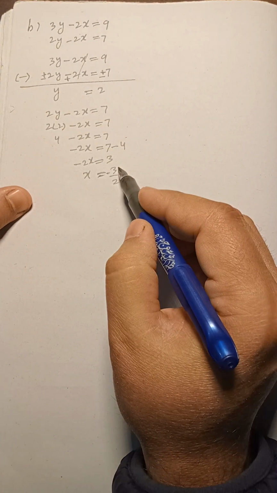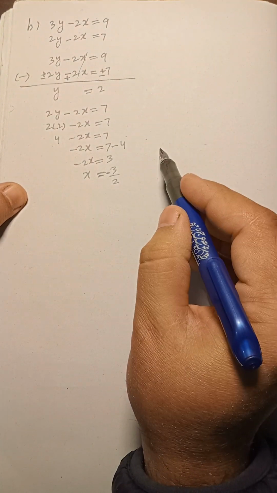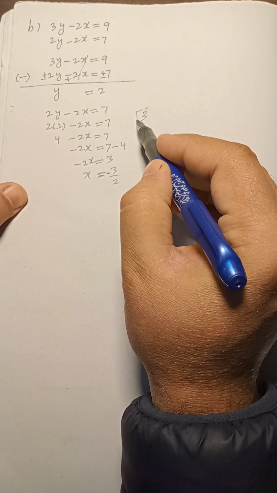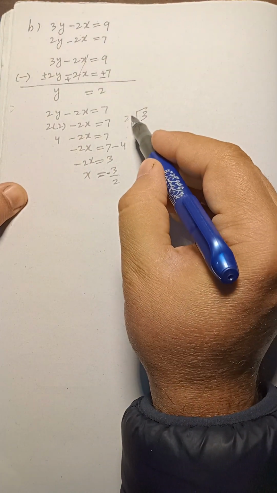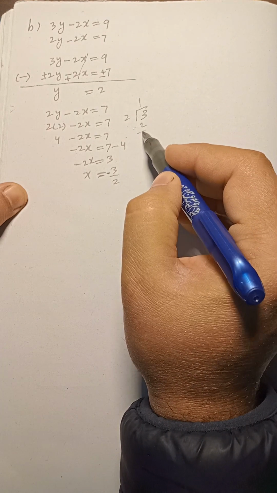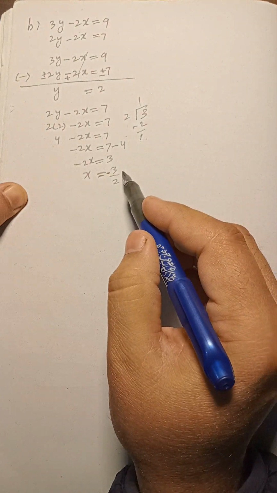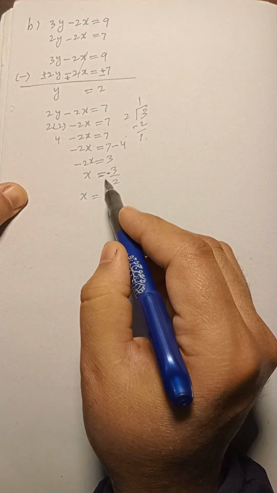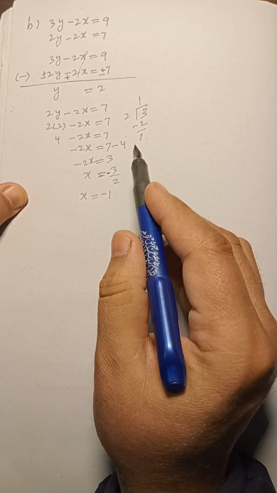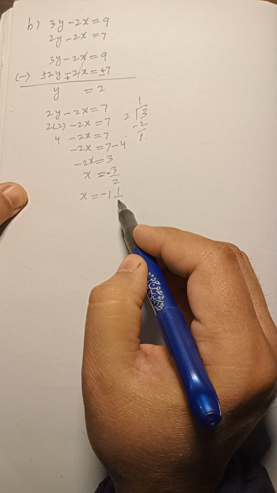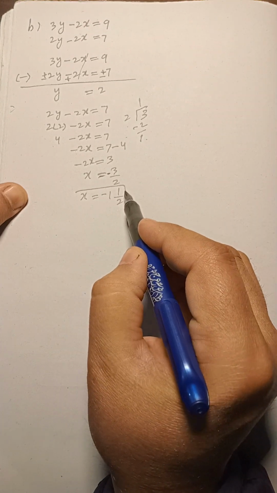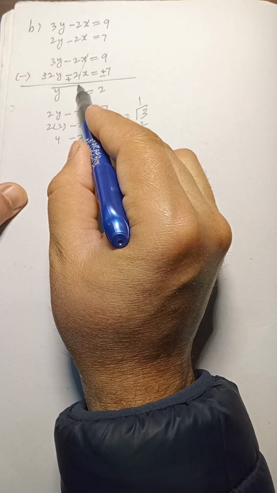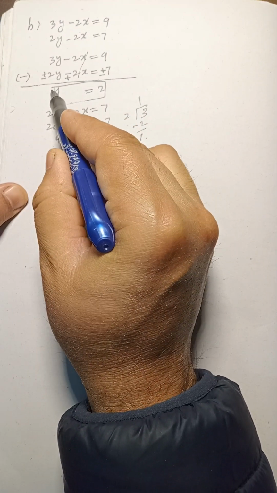So as you see that the numerator is greater than the denominator, so change it into a whole number. Divide this 3 by 2, 2 ones are 2, 1 here, so write x is equal to 1, first the minus sign, then 1 whole 1 over 2. This is our answer of x, and this was the answer of y.